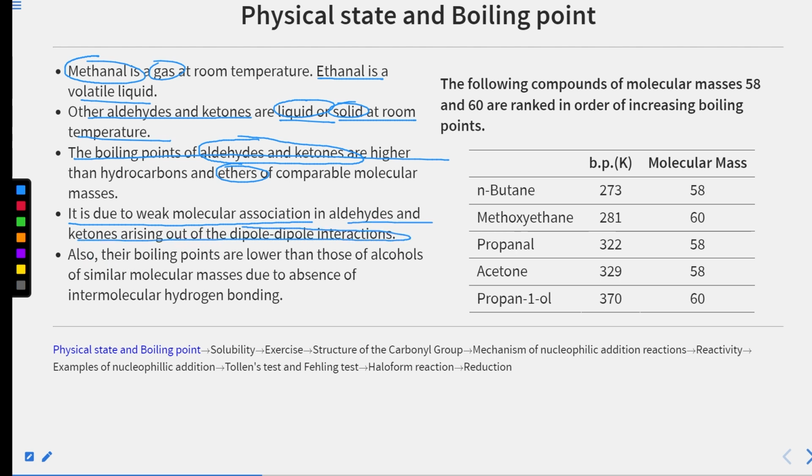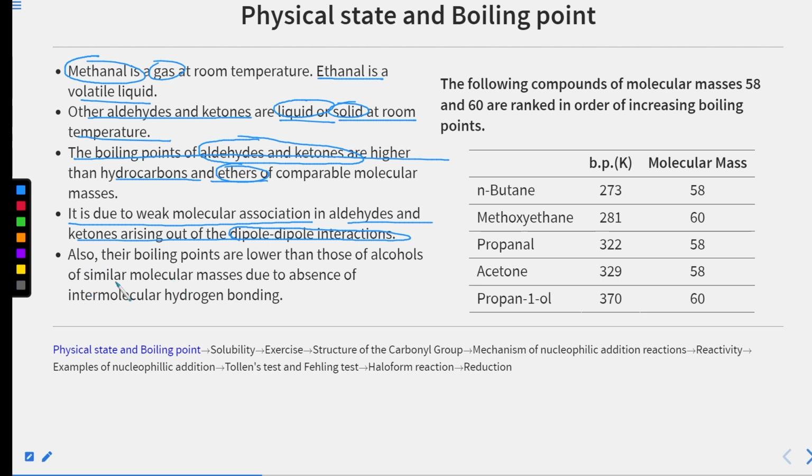The same thing is written here. As I have told, due to the difference in electronegativity between carbon and oxygen, there is an evolution of positive and negative charge: the negative charge on the oxygen and the positive charge on the carbon. This creates a dipole, and two dipoles interact because opposite charges attract each other, and hence a dipole interaction is set up. Due to this reason, the boiling point of aldehyde and ketone is higher as compared to simple hydrocarbons or ethers.